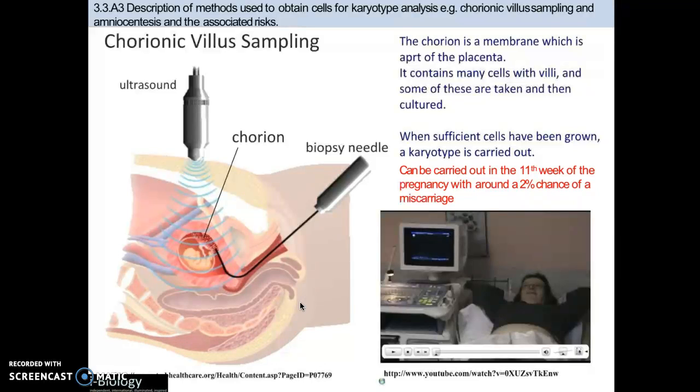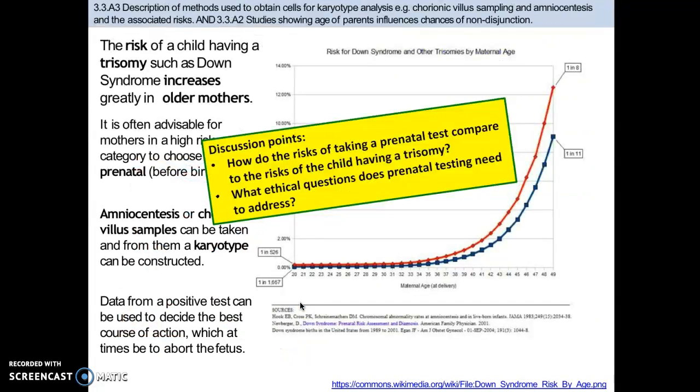So all those cells are going to have lots of information. So once they get lots of cells, they go and they culture them and they grow them, then they're able to carry out the karyotype. And again, this can be done around the 11th week of pregnancy, but does have a 2% miscarriage risk.